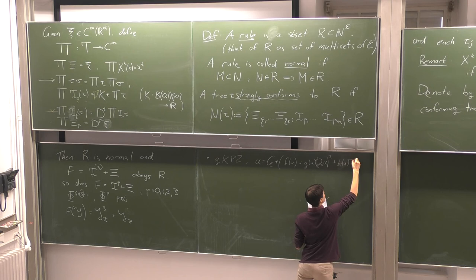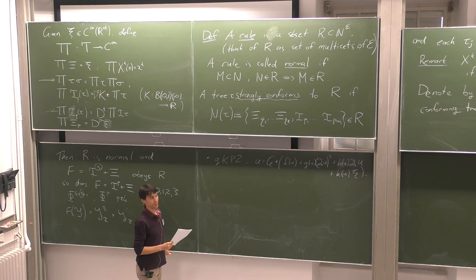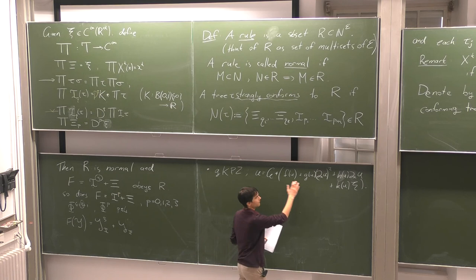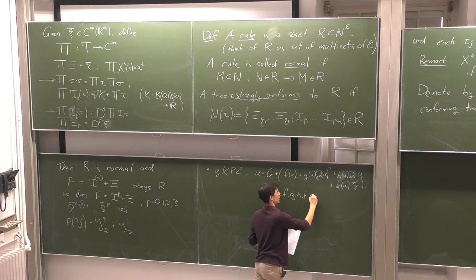I'll write it like this, plus K, for consistency with the literature and my own lecture notes. Let's consider an equation of this type. So there are four functions, F, G, H, and K. F, G, H, and K are smooth functions, just on R.